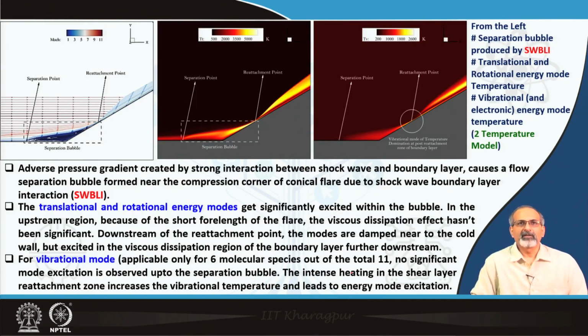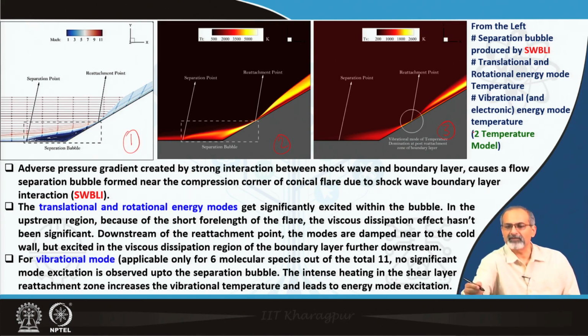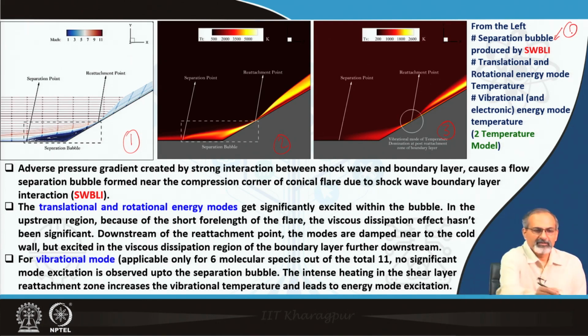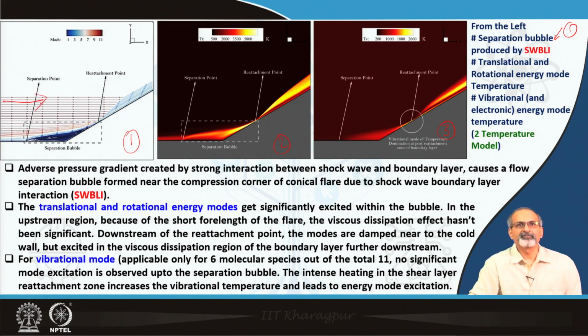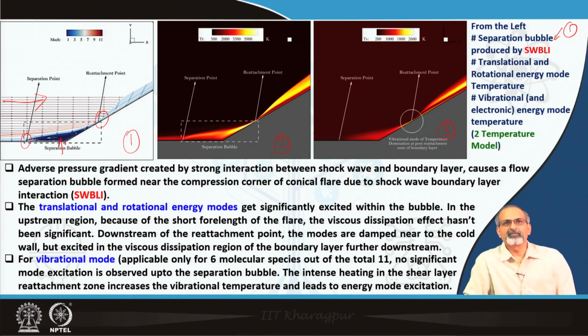Looking at some of the results of this problem, we have three pictures over here. If we number them as 1, 2, 3, the first one indicates the separation bubble produced by the shock wave boundary layer interaction. So, you see the flow approaching towards the flare from the left, and then because of the viscous interaction, the shock interacts with the boundary layer, causing it to separate due to the adverse pressure gradient. You have the separation point here, the reattachment point here, and you have the separation bubble in between. So, the first picture talks about that.